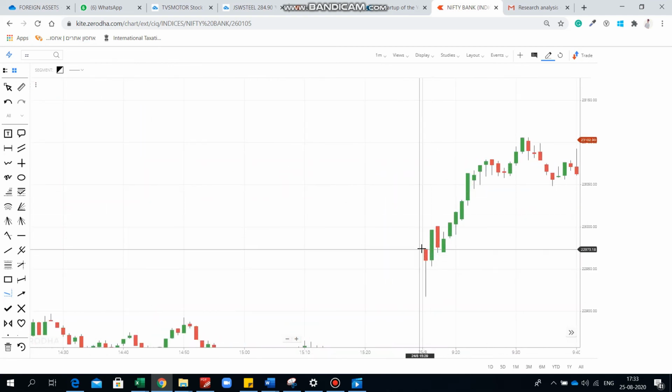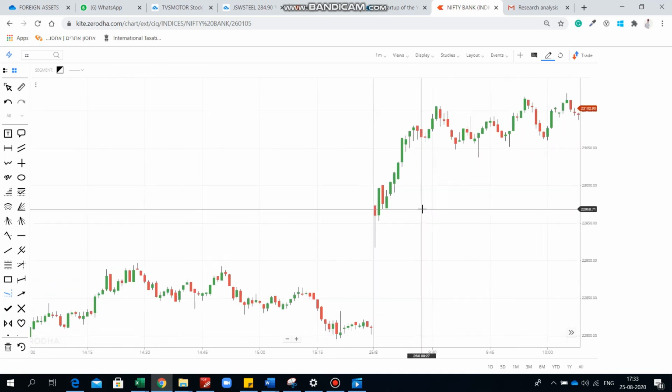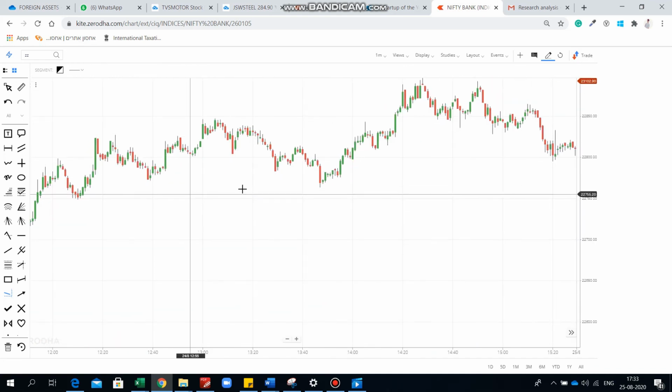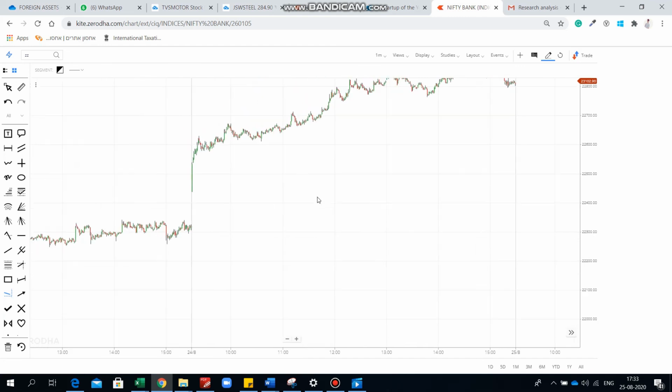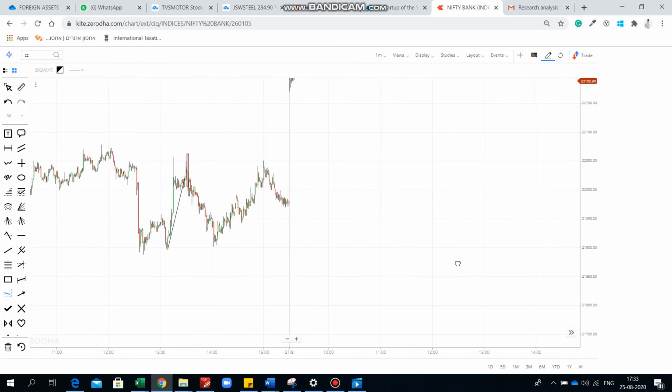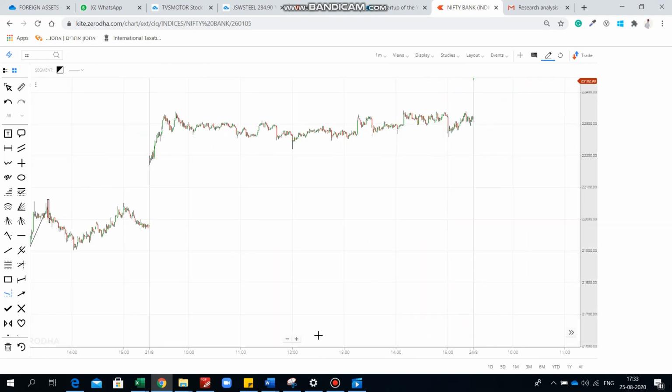See, now this is a hammer candlestick, but this is the opening of the market, so you can't go ahead on that. You'll find some candlesticks every day, if not today then maybe tomorrow, or maybe in any other stocks, but definitely you can find them.